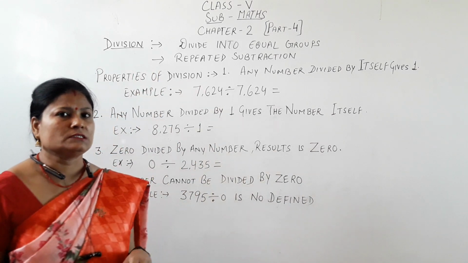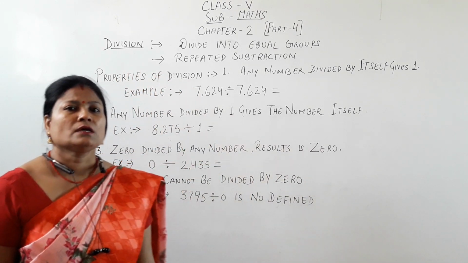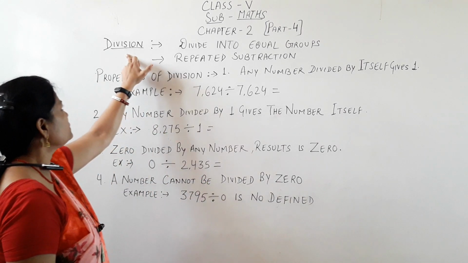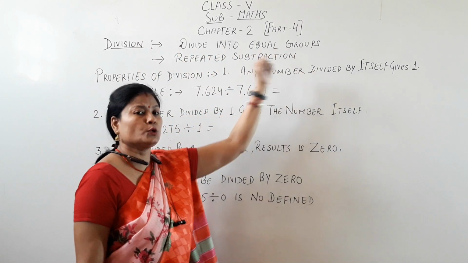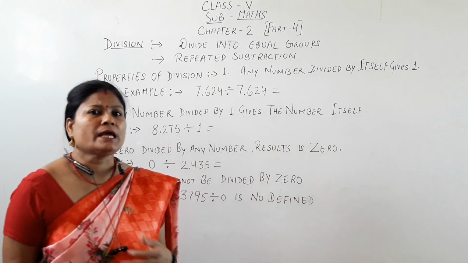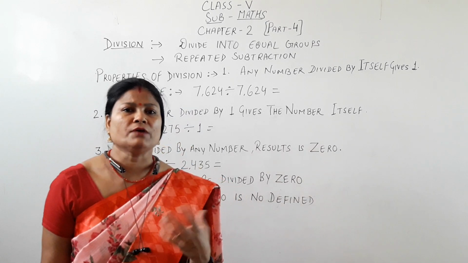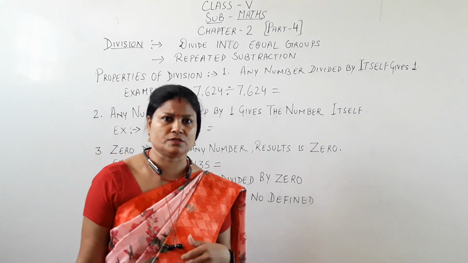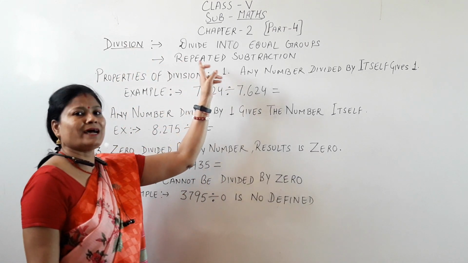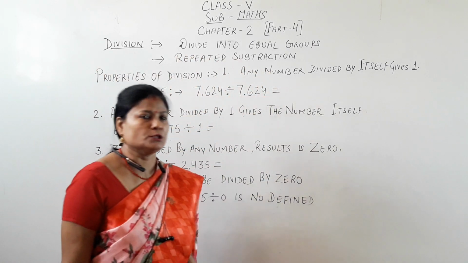What do you mean by division, children? You know very well, division means we have to divide the things into groups, equal parts of the things. So the definition of division is to divide into equal groups, or we can say repeated subtraction. If I have 10 chocolates and I have to divide them among 5 students, I will make 2 groups. So, children, division is repeated subtraction, or dividing the things into equal groups.